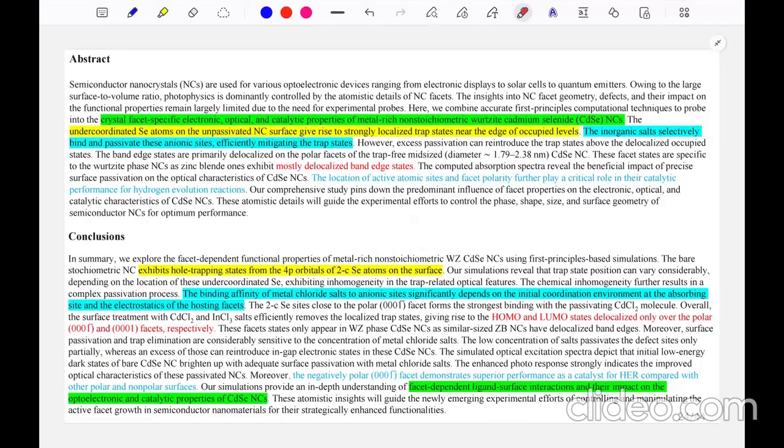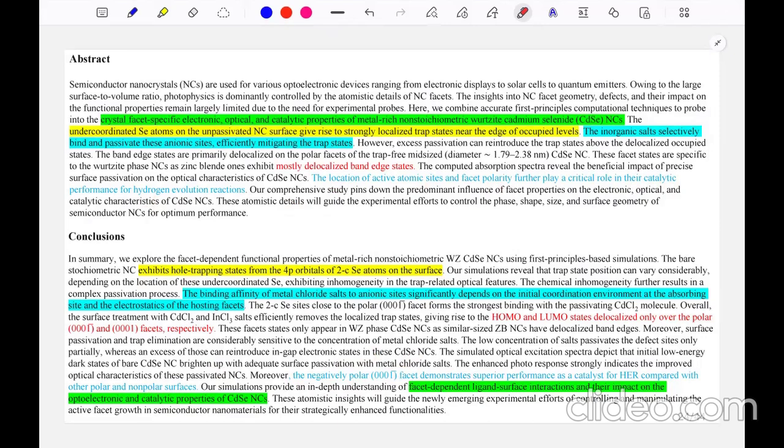And one more difference is that in the abstract part, regarding the catalytic insight, we have given a general statement about the catalytic relevance, like the location of active atomic sites and facet polarity play a critical role in their catalytic performance for HER. But here, we are mentioning which site: the negatively charged polar facet demonstrates superior performance as a catalyst for HER. We are specifically mentioning the site as compared to other polar and non-polar facets.